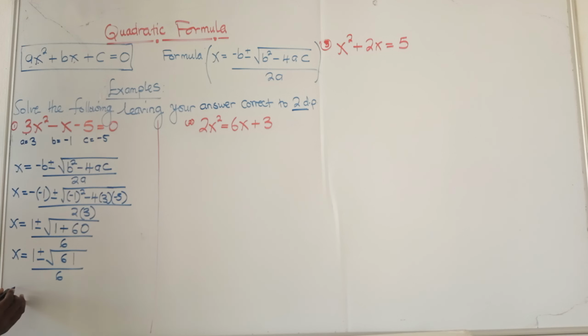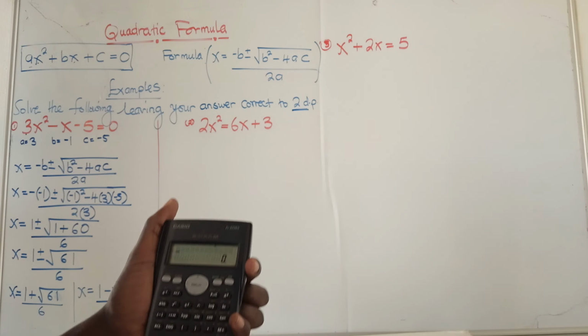Now, when you reach this point, you're going to separate this because you have 2 sides here, plus and minus. So you're going to say x is equal to 1 plus the square root of 61 divided by 6. Or x will be equal to 1 minus the square root of 61. Sorry, here it is 61. We divide it by 6.